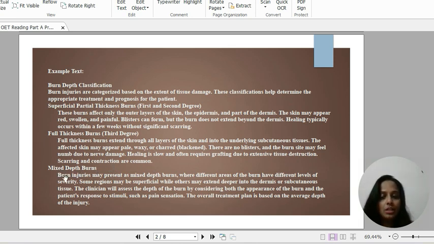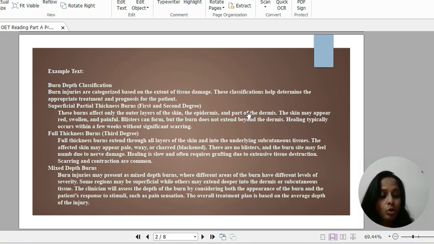Mixed depth burns. Burn injuries may present as mixed depth burns, where different areas of the burn have different levels of severity. Some regions may be superficial, while others may extend deeper into the dermis or subcutaneous tissue. The clinician will assess the depth of the burn by considering both the appearance of the burn and the patient's response to stimuli, such as pain sensation. The overall treatment plan is based on the average depth of the injury. So, this is the given text.